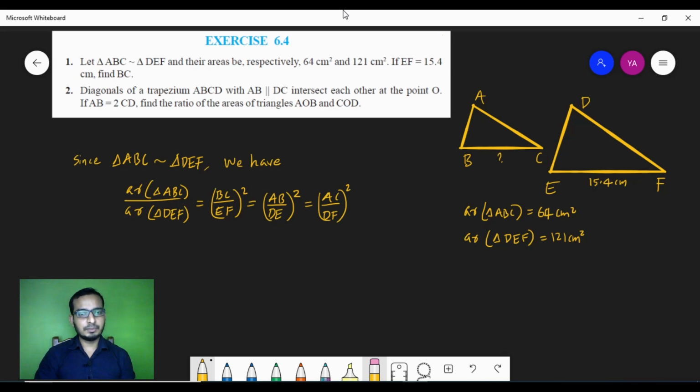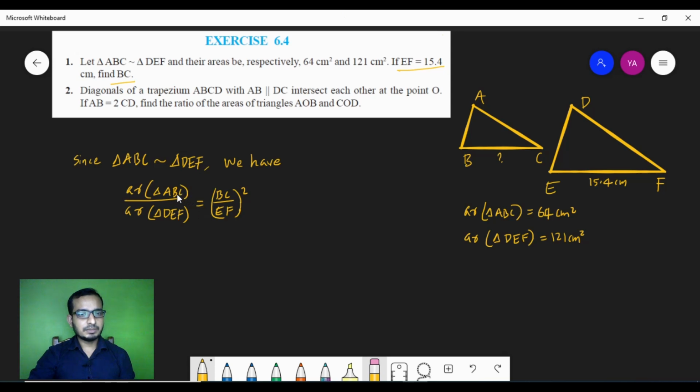But actually we don't want the second and third. We need only BC by EF, because here in the question EF is given and we want to find out BC. So we don't have to take the other sides. So I am rubbing out these last two. I wrote those two also to make the concept, the theorem, clear. Now this is enough here to answer this question. So here we can substitute the given values.